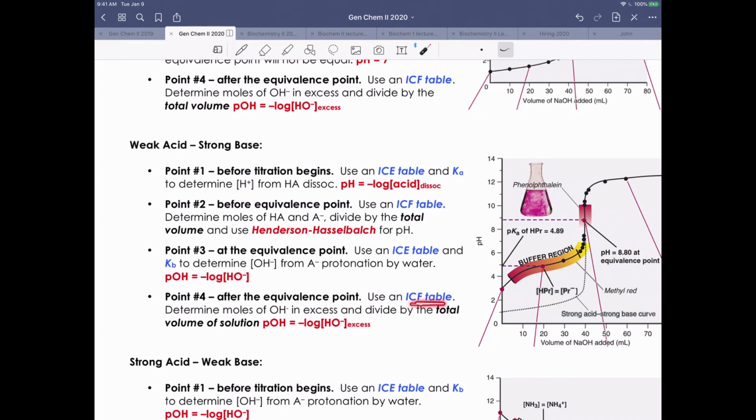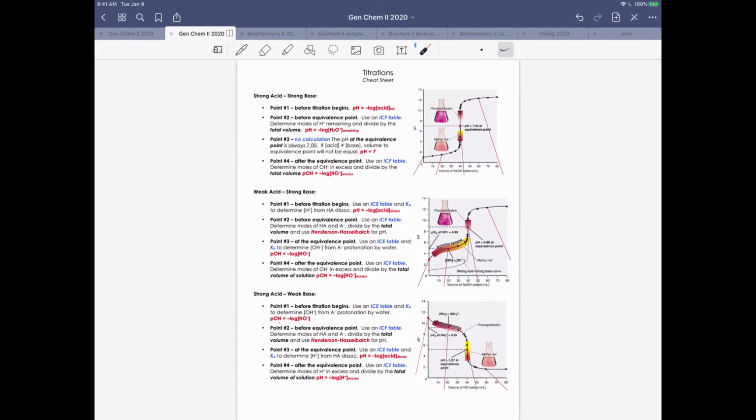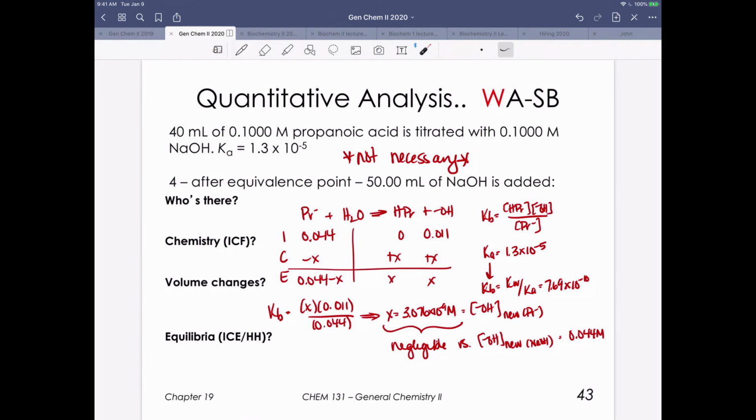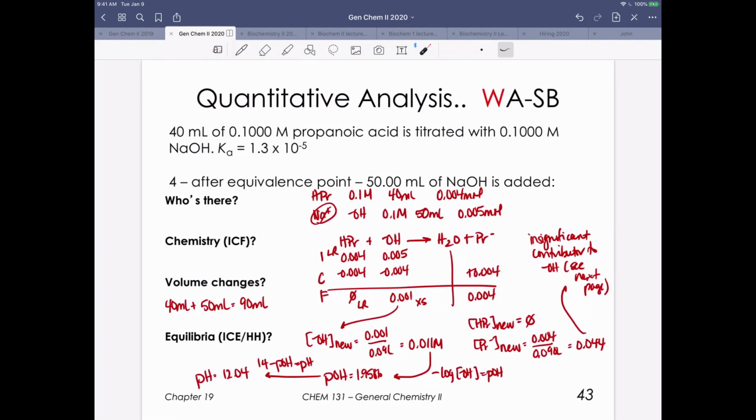An ICF table will tell us the moles of hydroxide we have in excess, so we need to divide by the total volume we have at that point of the titration to get us concentration. That concentration again will be hydroxide, so taking the negative log of that will give us pOH, and 14 minus that will give us pH. So just flipping back for a second to that final slide that we had here, it's going to be this slide right here.